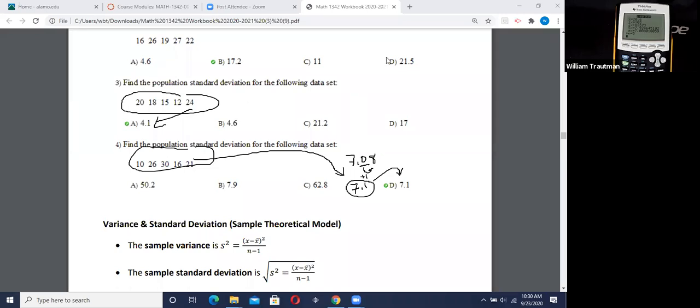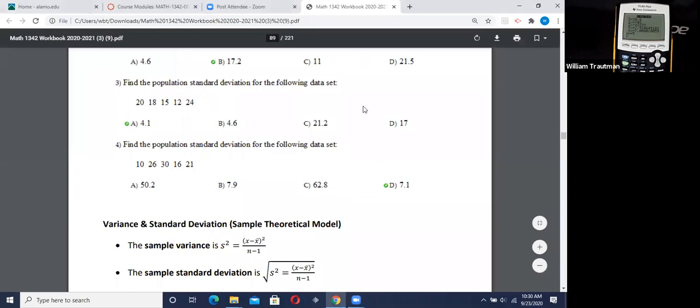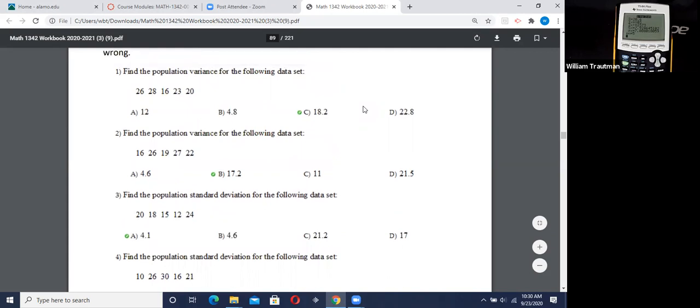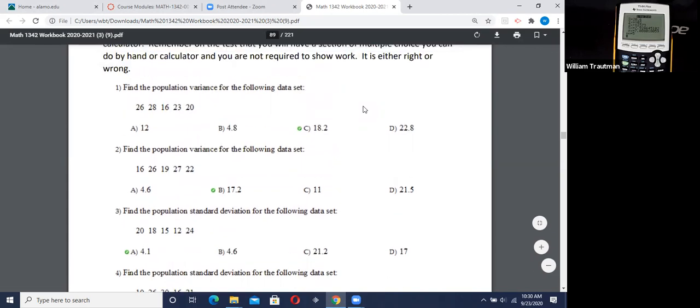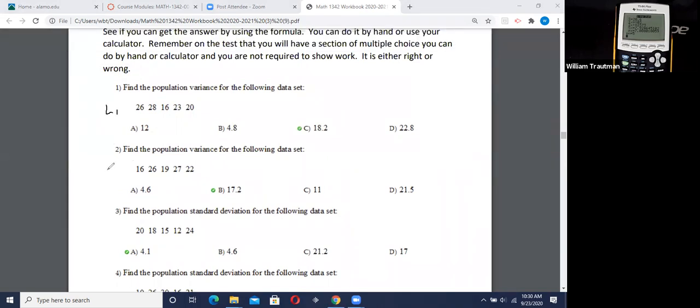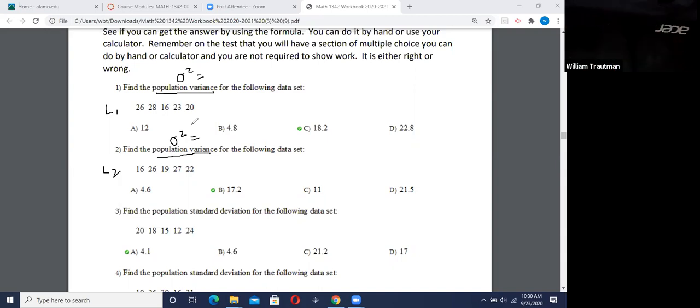Okay, now let's go up to 1 and 2. I was hoping we get the same data. We don't. So I'm going to do this. I'm going to type this into L1 and I'm going to type this into L2. By the way, population variance. This time it's not standard deviation. We're looking for this population variance. It's the same symbol, but it's squared. So let's type that data into L1 and L2.